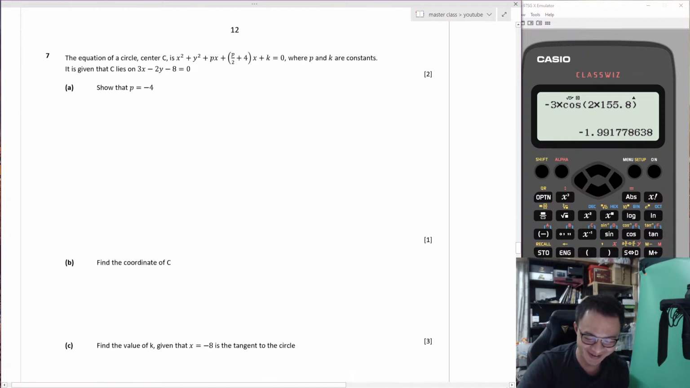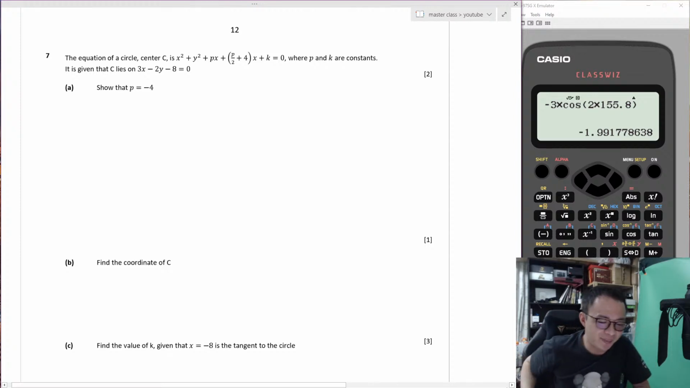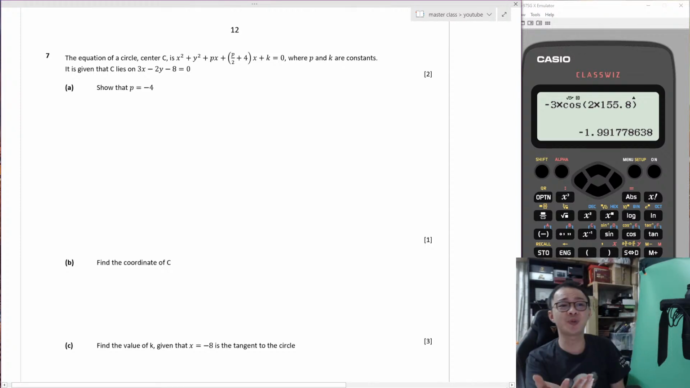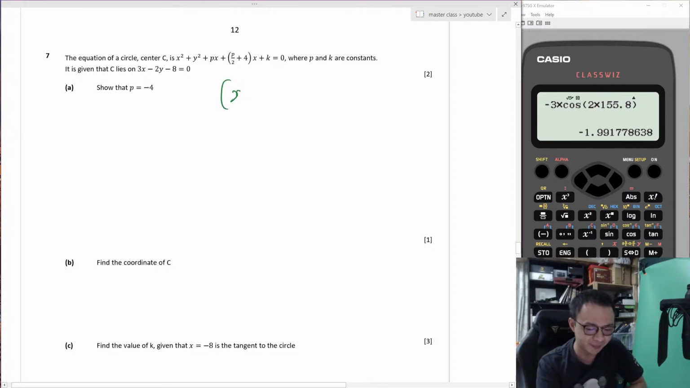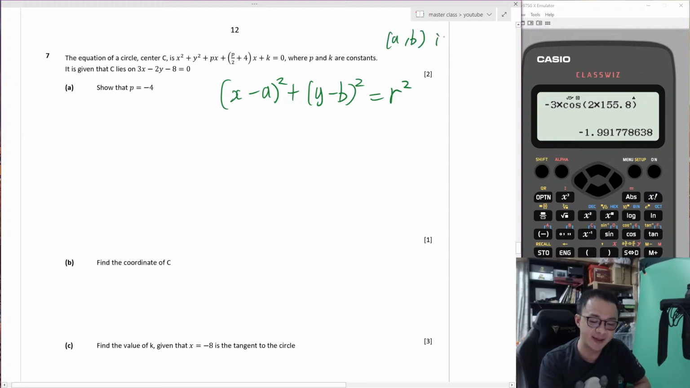Alright, finally, question 7. Alright, this question, depends on how you want to do it. If you are good at completing the square, you can use completing the square a little bit. Because first we know the formula for a circle is x minus a squared plus y minus b squared equals r squared. Alright, this is when a and b is the center, and r is the radius.